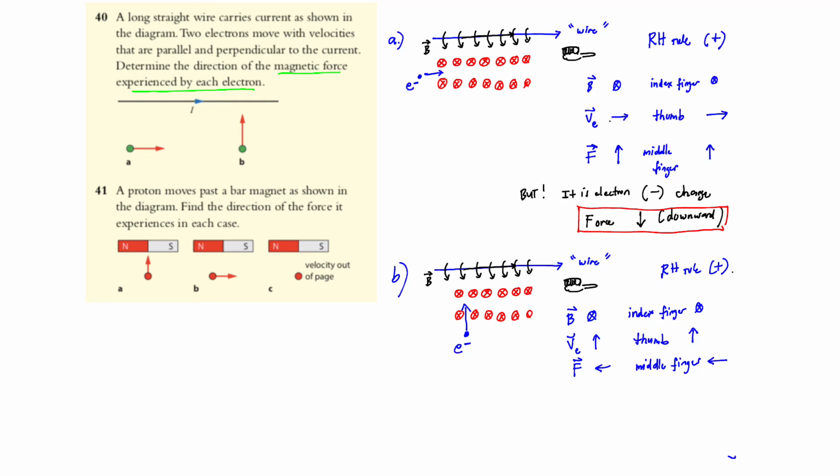However, again, it is an electron. And therefore, we have to reverse because an electron has a negative charge. And so what will be now our final answer? The force is going to the right. And so this will be our final answer for the case of letter B.